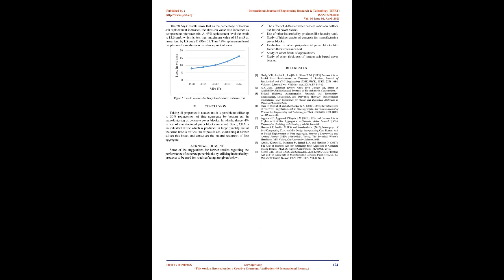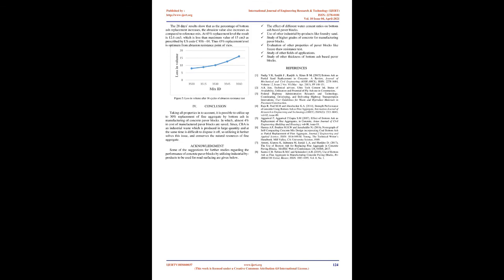4. Conclusion. Taking all properties into account, it is possible to utilize up to 30% replacement of fine aggregate by bottom ash in manufacturing of concrete paver blocks, in which almost 4% in cost of manufactured paver blocks is saved. Since CBA is an industrial waste which is produced in large quantity and at the same time is difficult to dispose of, utilizing it further solves this issue and conserves the natural resources of fine aggregate.